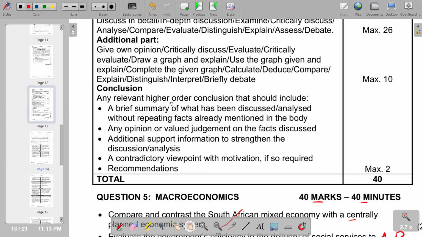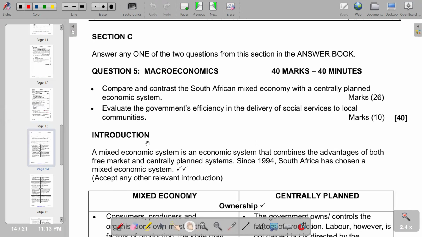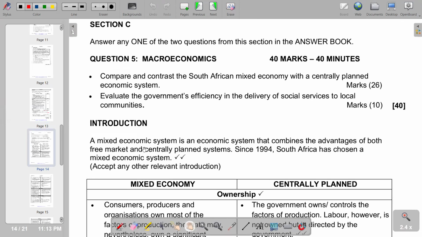Then the typical introduction that we can come up with for question 5 is a description of a mixed economic system. Remember, in the introduction you can also define any key term that is in the question. In this case, we have a mixed economic system defined in the introduction. With that, we are now going to go to the main part. The main part says compare and contrast the South African mixed economy with a centrally planned economic system. We know that a mixed economy is an economic system in which we have a free market economy, and the centrally planned economic system is also there. So it's a mixture of two economic systems. That is a mixed economy.